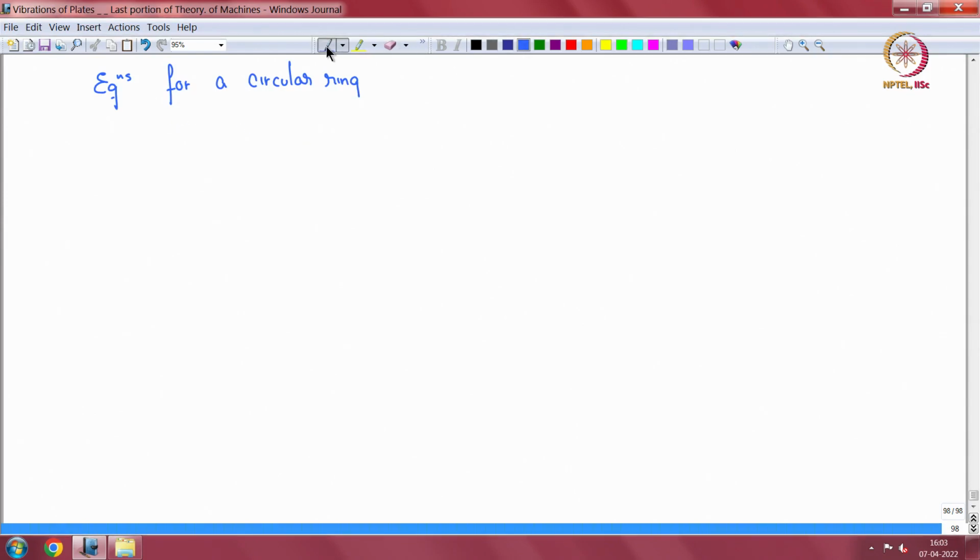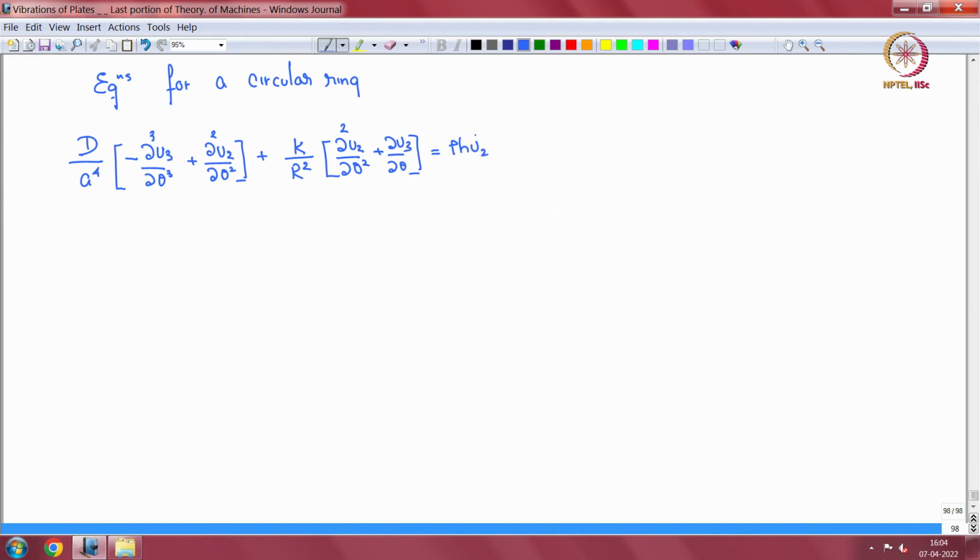Okay, the equations of motion, both of them. The first is D over a to the fourth, minus del 3 u3 by del theta cube plus del 2 u2 by del theta square, plus EH, so I will call this K here, sorry, K, the membrane stiffness, K by R square, del 2 u2 by del theta square plus del u3 by del theta is equal to rho h u2 double dot.